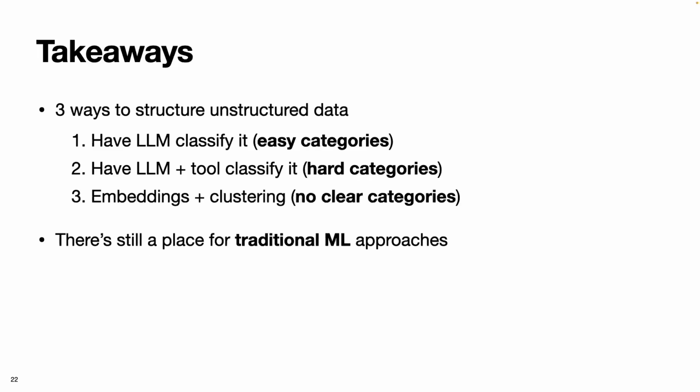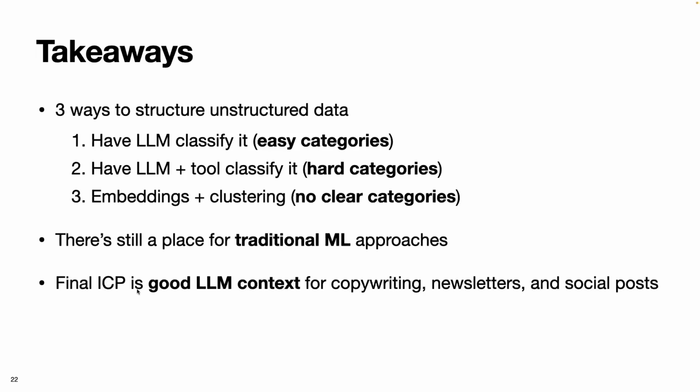The second takeaway is that there's still a place for traditional machine learning approaches. Today, everyone's so focused on large language models and people just try to do everything with LLMs, but they're not so great at working with numbers. And when you have some clear KPIs that you're trying to optimize for, like someone leaving a 5-star review, you probably don't want just a qualitative analysis. You want a more quantitative analysis, which is what you can get from techniques like logistic regression and other traditional machine learning approaches. And finally, the ICP is going to be really good context for an LLM when having it do copywriting, writing newsletters, doing LinkedIn posts, or whatever it might be.